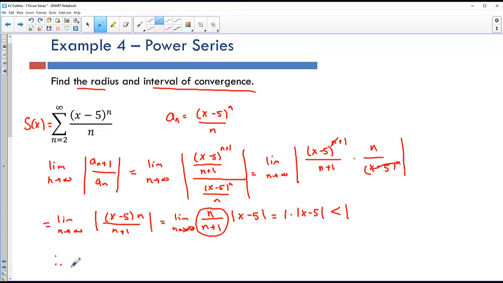So therefore, my R is equal to 1 by the ratio test.